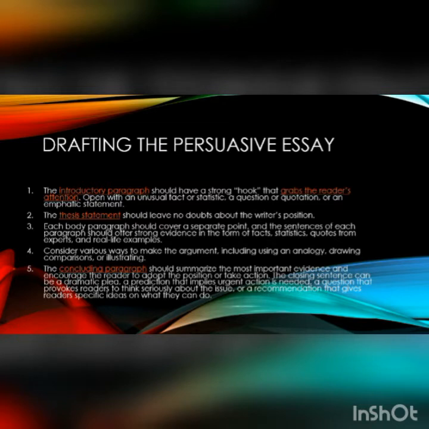The concluding paragraph should summarize the most important evidence and encourage the reader to adopt the position or take action. The closing sentence can be a dramatic plea or a prediction that implies urgent action is needed, a question that provokes readers to think seriously about the issue, or a recommendation that gives readers specific ideas on what they can do. So in the concluding paragraph, you can either give suggestions, a recommendation, or a prediction, anything.